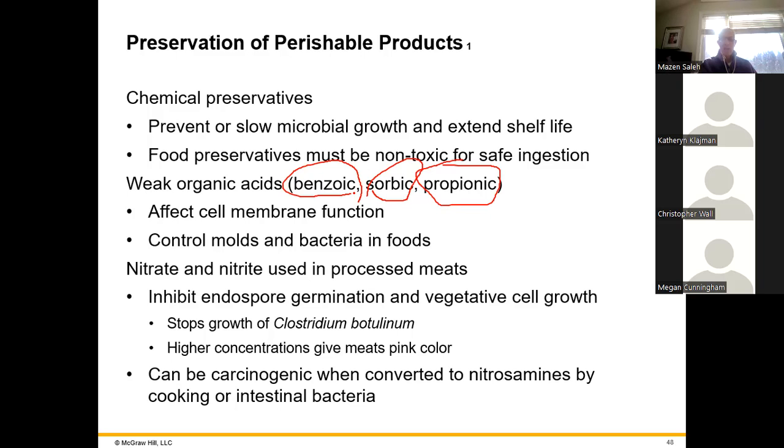They're used to control molds and bacteria in food, okay, such as sorbic acid and propionic acid. Citric acid, also another common acid, perhaps is one of the most commonly used weak organic acids to preserve food, citric acid.